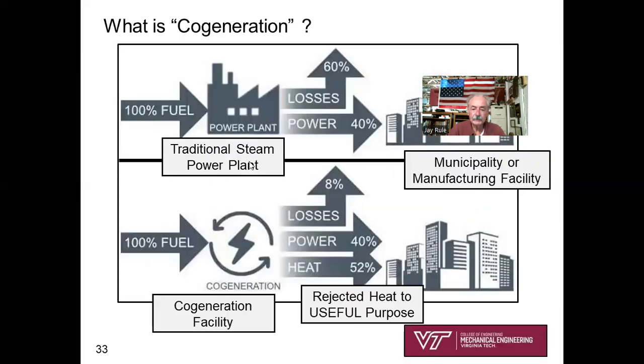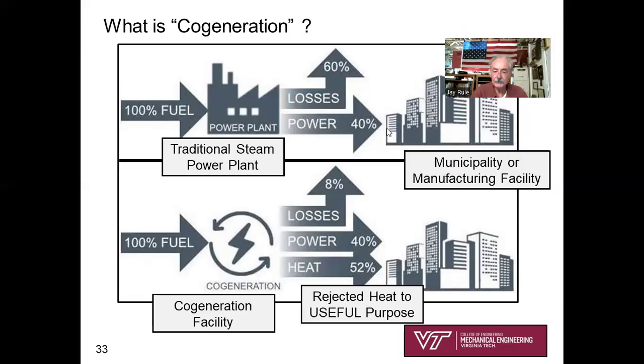So in the traditional steam power plant, what do we do? A traditional steam power plant takes in fuel and it produces net power. And if you look at this percentage, you see how that is kind of like a thermal efficiency that you could get from a really good Rankine cycle.